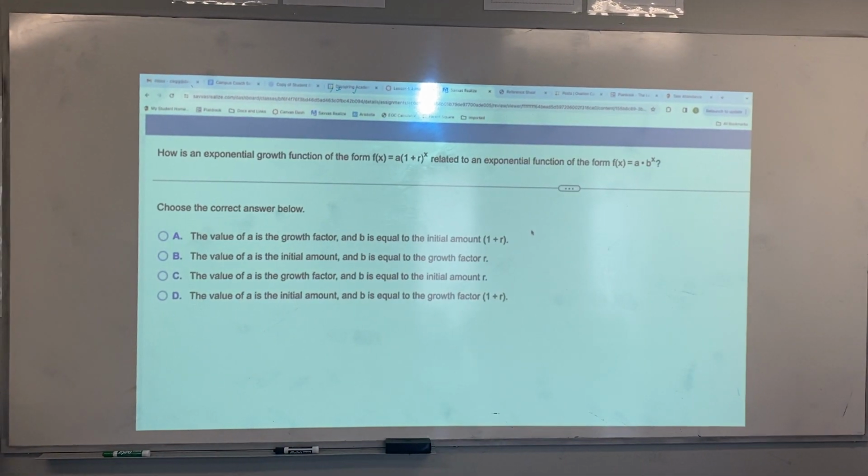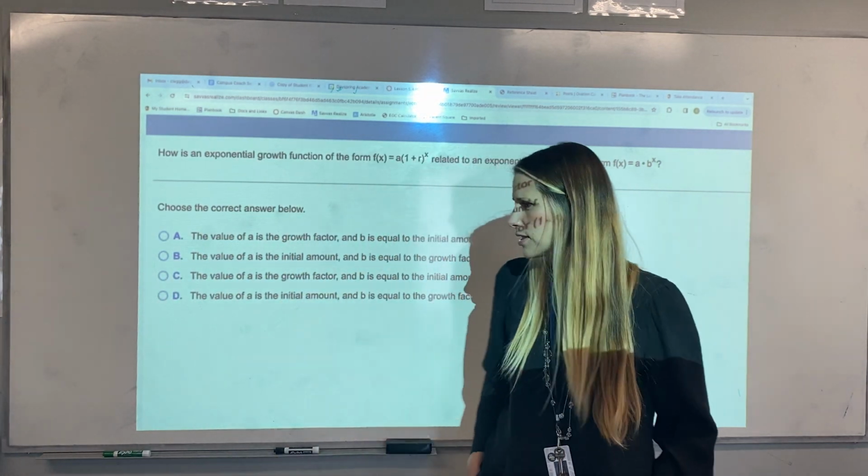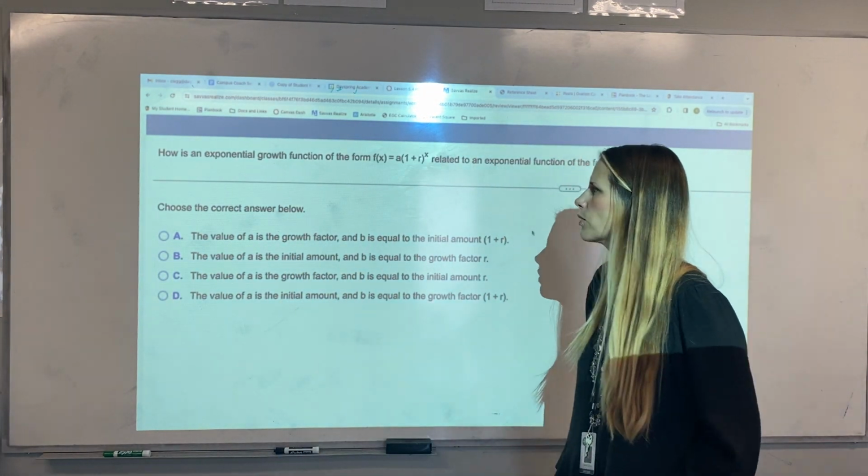Okay, this is lesson 5.4 homework. It's only 6 questions, I think. Some of them are really quick, like this one.